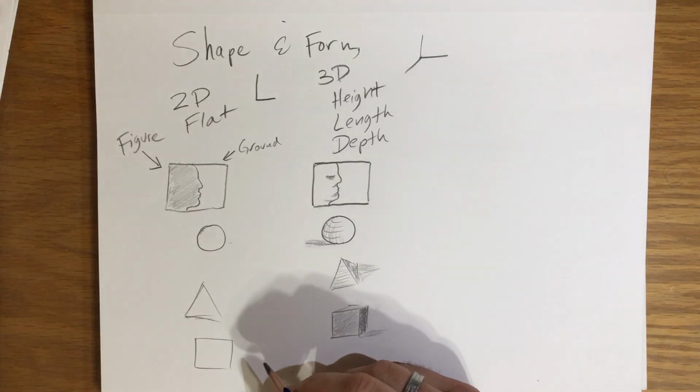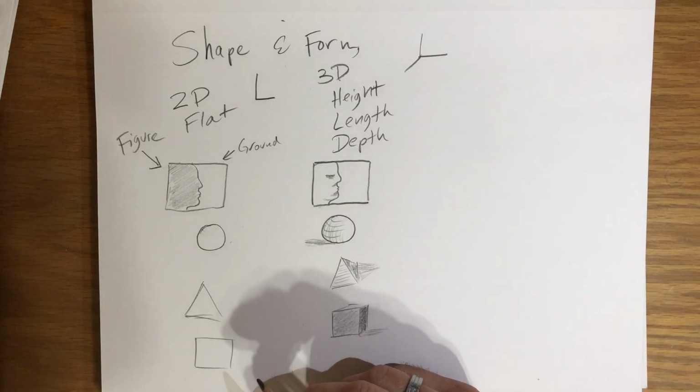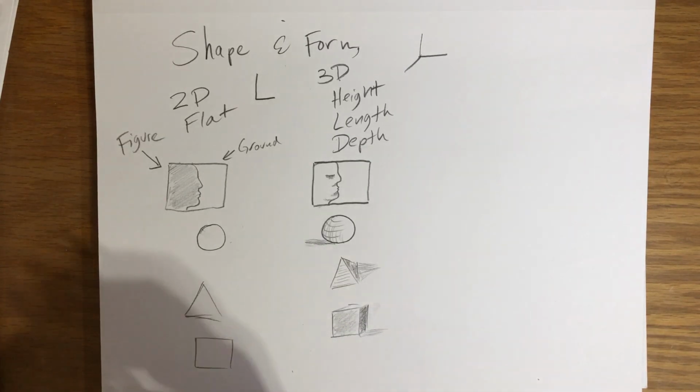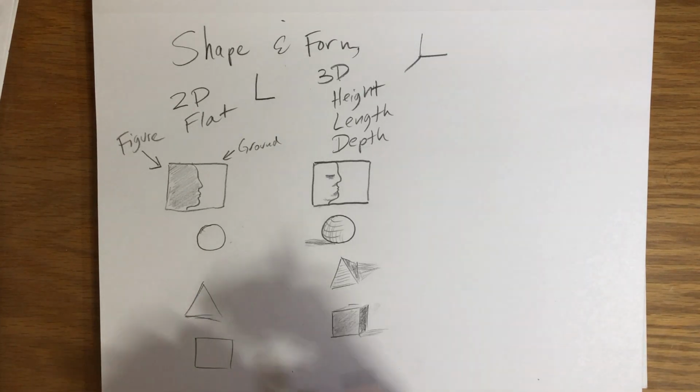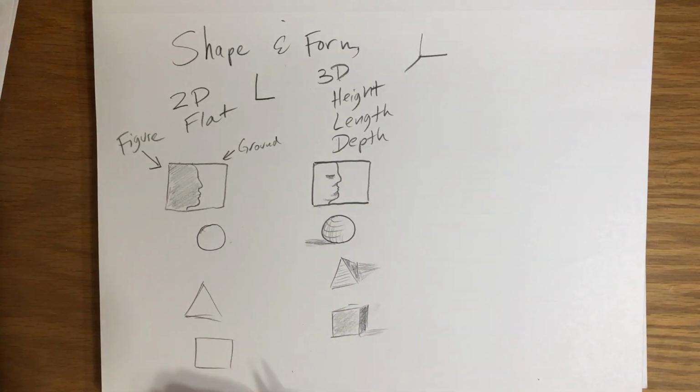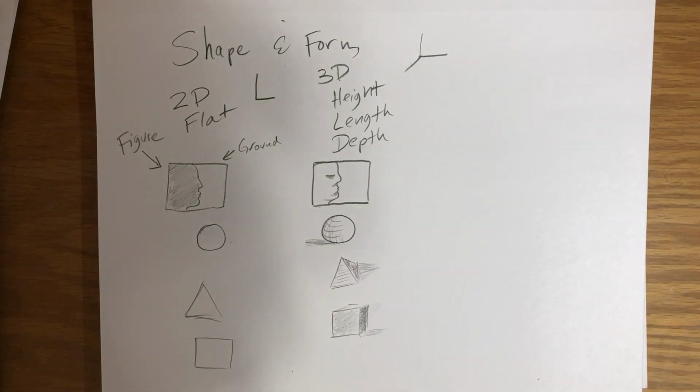So you can play with the figure and ground relationships, and figure is also known as positive shape. Ground is known as negative shape. You can play with the positive and the negative shapes and reverse them and have a bit of fun in your exploration of shape and form.